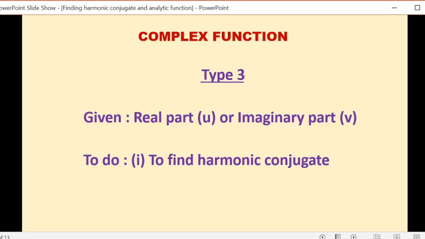Okay, and what do we have to do? We have to find the harmonic conjugate. What does that mean? If the real part u is given in the question, then to find its harmonic conjugate means we have to find v. In case the imaginary part v is given, to find the harmonic conjugate means we have to find u. Understood? If u is given, find v; if v is given, find u. That is the harmonic conjugate. Then the second thing we can be asked is to find the analytic function f of z. If u is given, we will be asked to find f of z, or if v is given, to find f of z. Okay, this is the question.